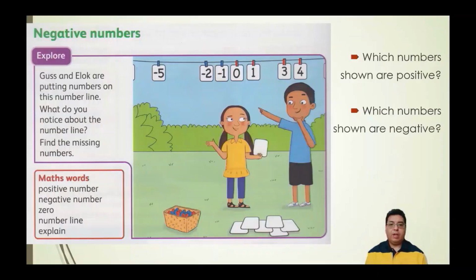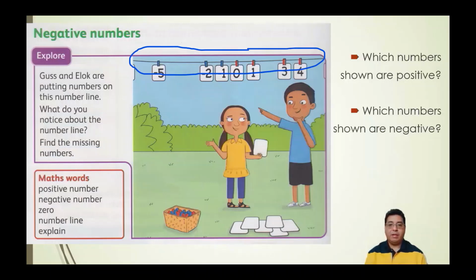To start off the topic on negative numbers, I've got this little reading activity here called Explore. Let's go ahead and read it really quick here. Gus and Elok are putting numbers on this number line. What do you notice about the number line? Find the missing numbers.